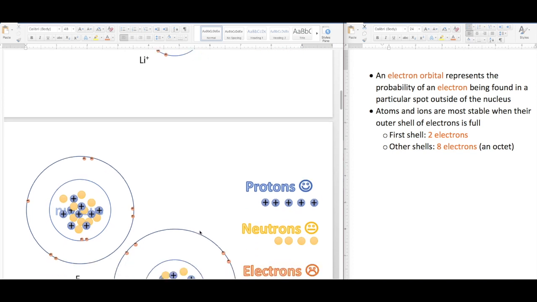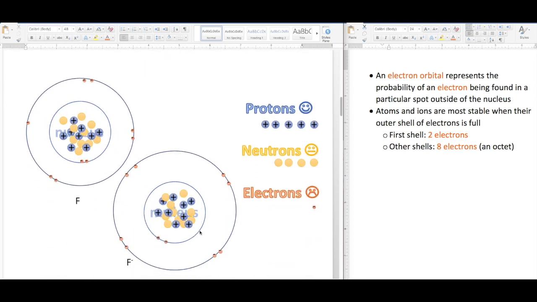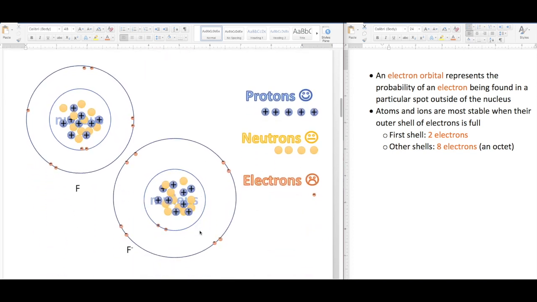Fluorine, on the other hand, when it's neutral, it has 9 protons. Fluorine always has 9 protons, but when it's neutral, it also has 9 electrons. So the first 2 electrons go in the inner shell, and the remaining 7 go in the second shell, and this one wants to have 8.